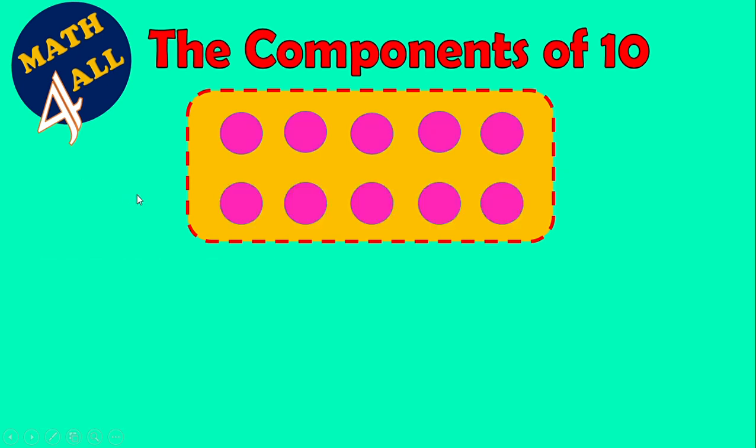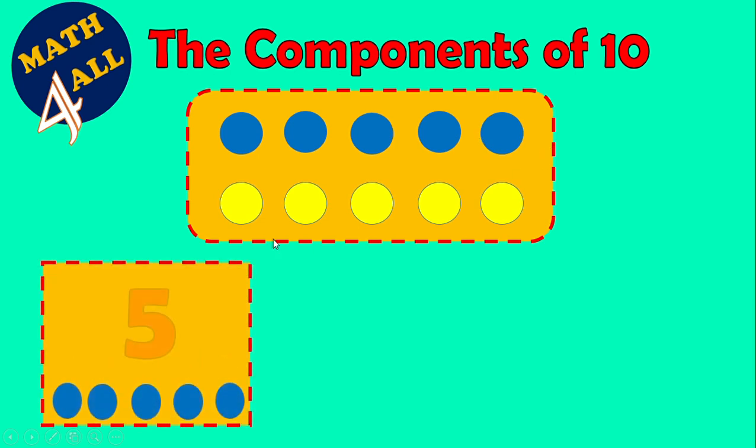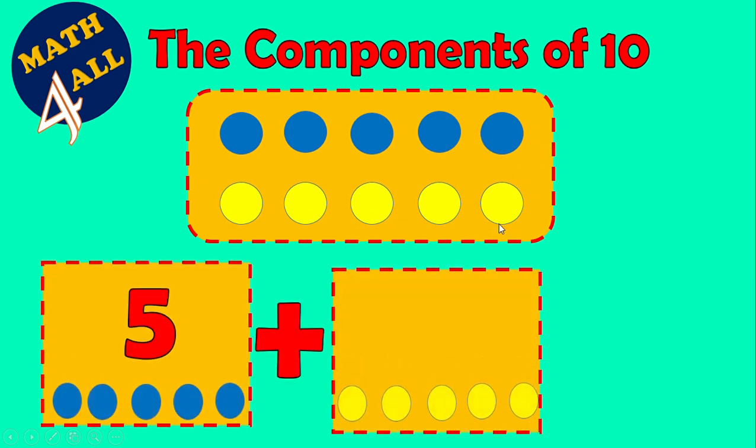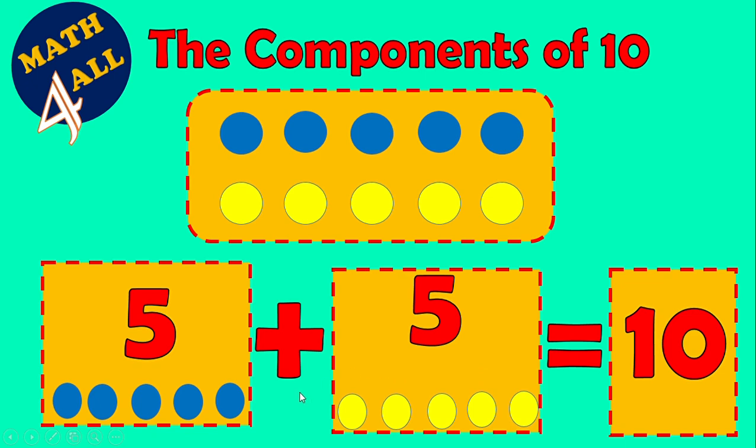Another example, and the last one. If you take 5, the rest of the circles will be also 5. So 5 plus 5 equal 10.